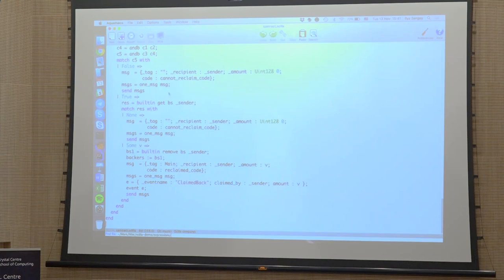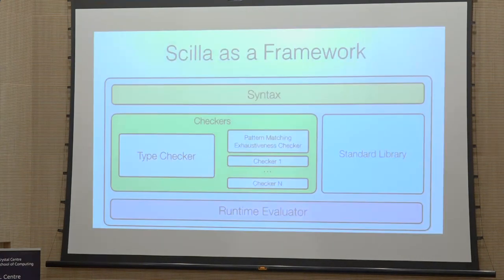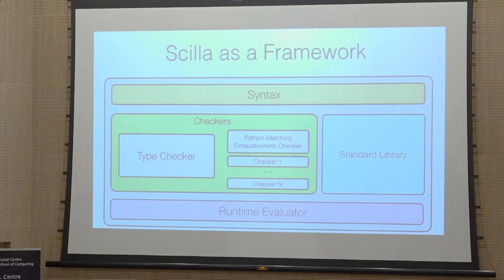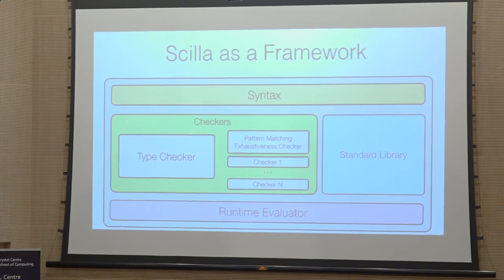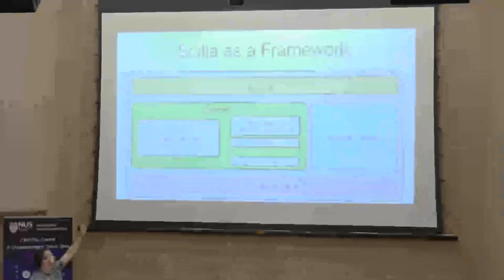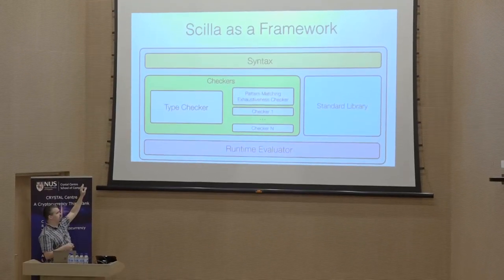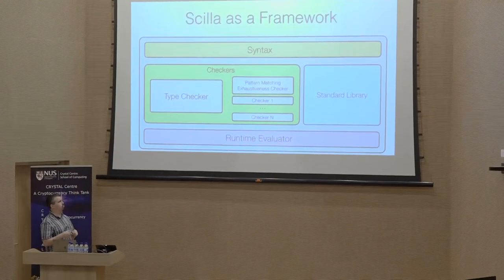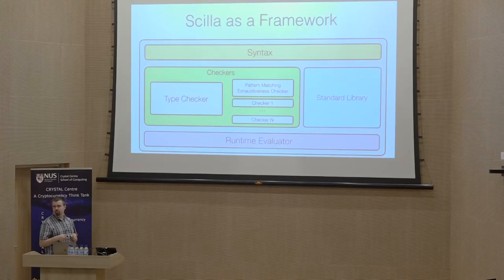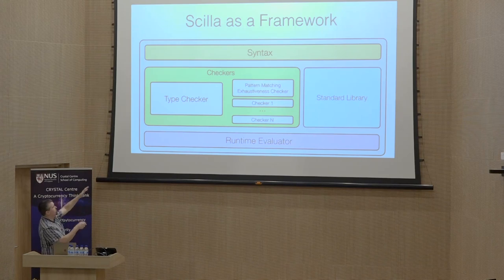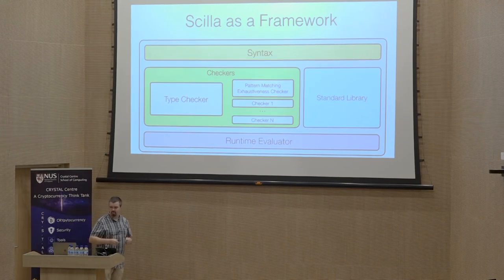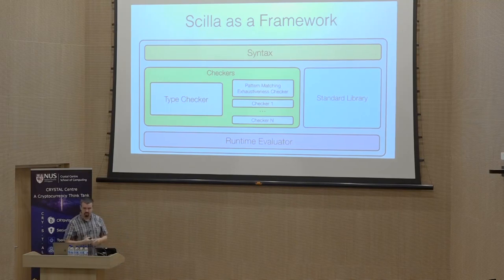All right, so Scilla as a framework actually has grown quite large in the past half a year as we've been actively working on it. Obviously there are standard validators for the syntax, and there is a runtime evaluator, and as far as it goes, the blockchain layer is only concerned with this, so how to run the contracts. But there's a lot of infrastructure on top of it, and most of it is in this green part. This is something I would like to focus on. Currently, for lack of a better name, we call the framework checkers.